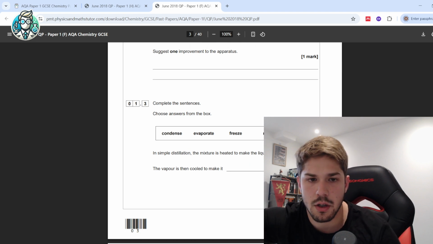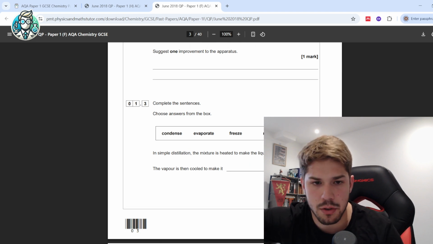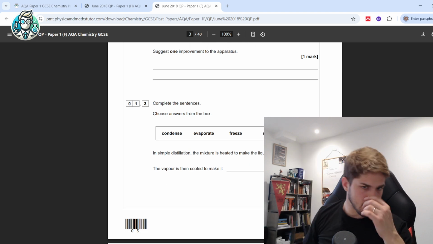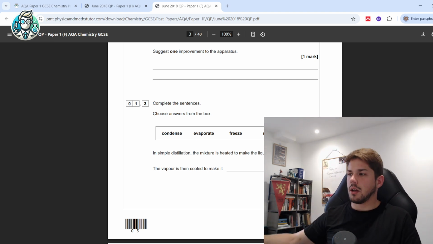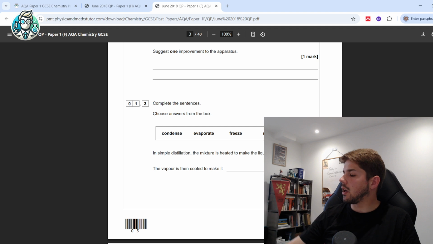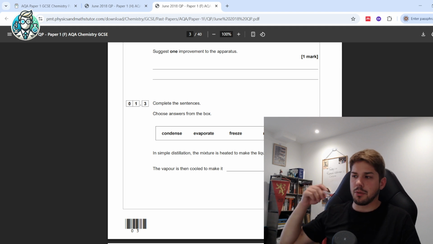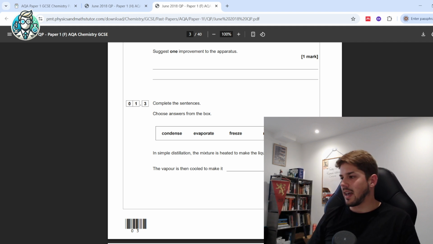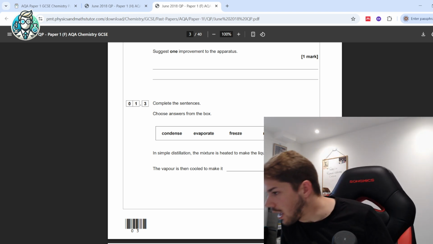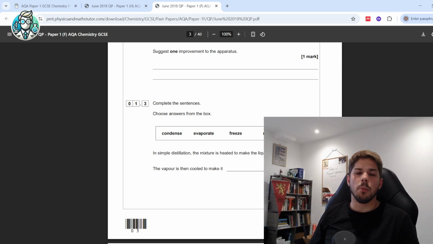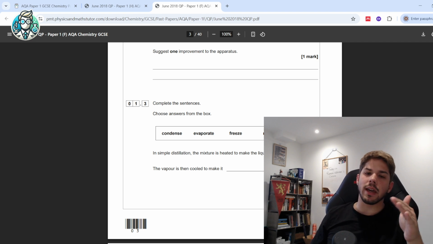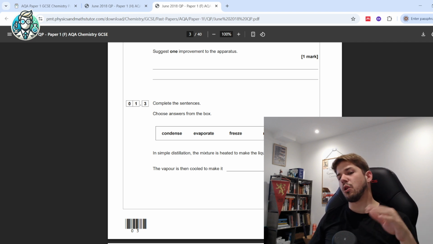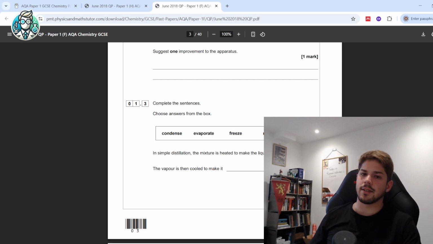Complete the sentence. Choose answers from the box. In simple distillation, the mixture is heated to make the liquid. How do we call when we heat up a liquid up to changing its state? Super easy. Come on. Exactly. Evaporate. We obviously evaporate. And the vapor is then cooled to make it. How do we call the change of state from gas to liquid?